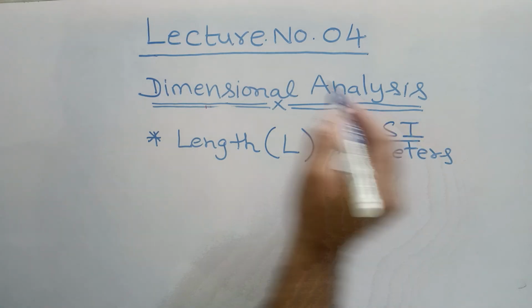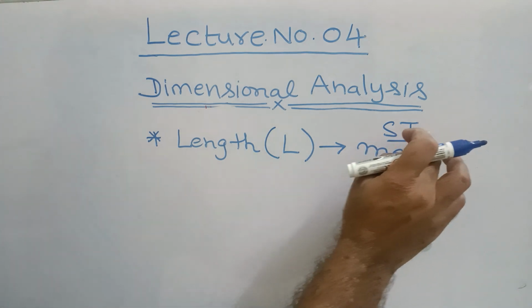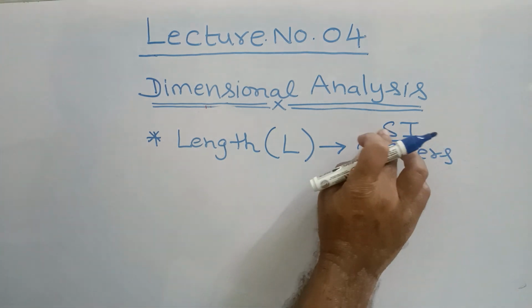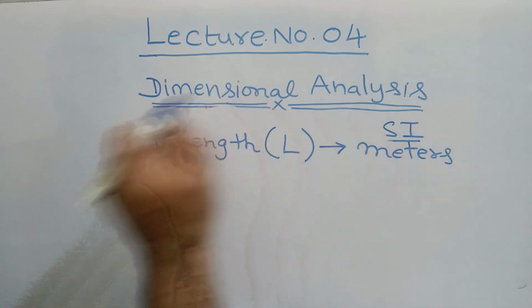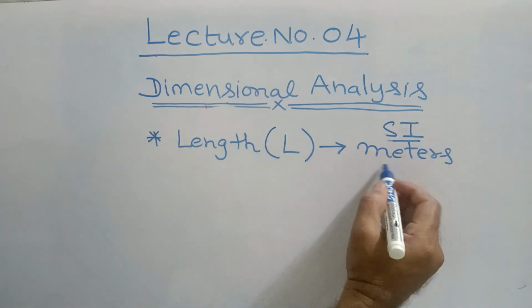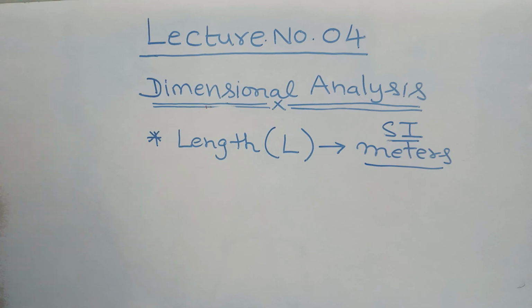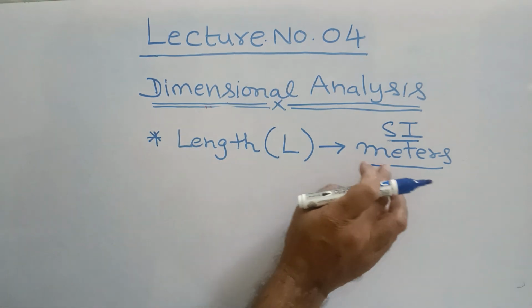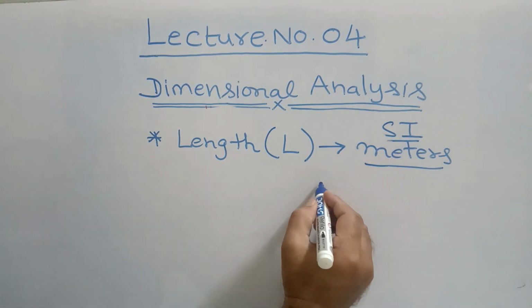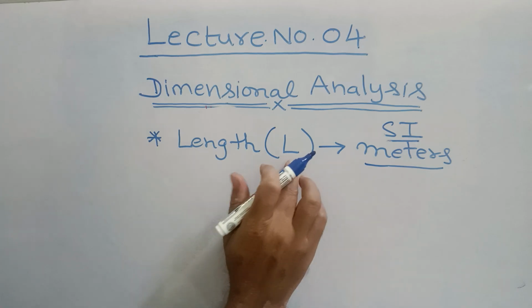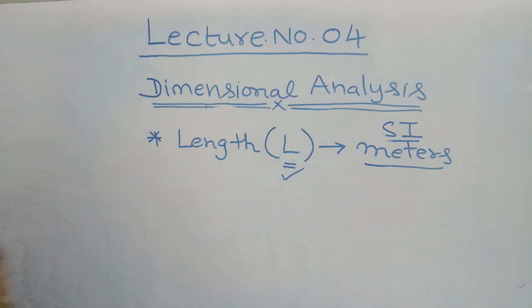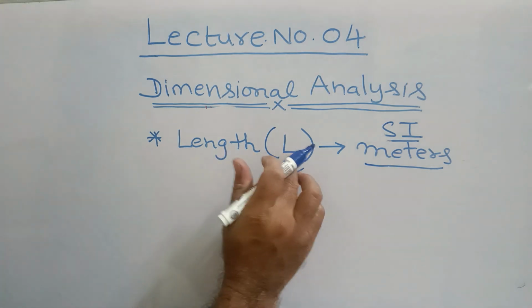SI unit, we have seen in the last presentation, is nothing but the International System of Units. So meter is the unit for length, right? Whereas what is the dimension? The dimension is nothing but L. So for length, L is the dimension.